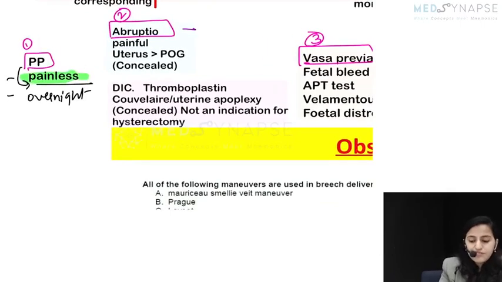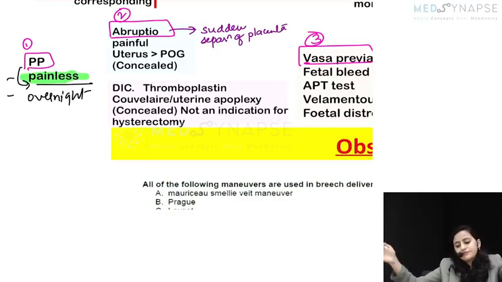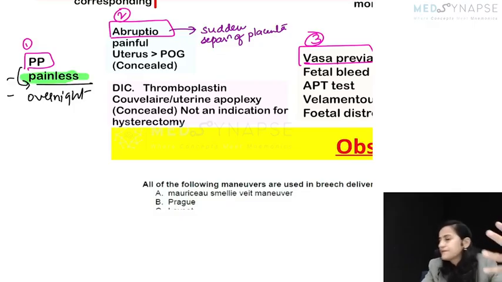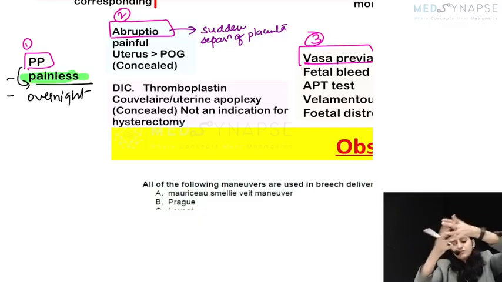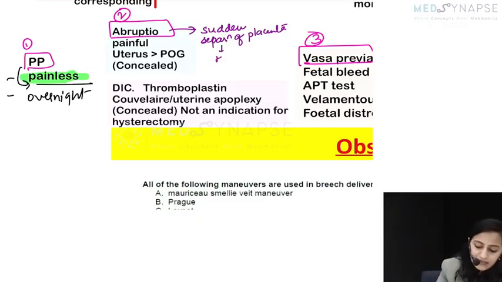While abruptio, what do you mean by abruptio? What is abrupt? Abrupt मतलब sudden. Abruptio placenta means the sudden separation of placenta. The placenta is separated. That is what is abruptio placenta. When the placenta is separated, what will you see? What will happen? There's going to be hemorrhage. There's going to be pain. So this is painful and tender.